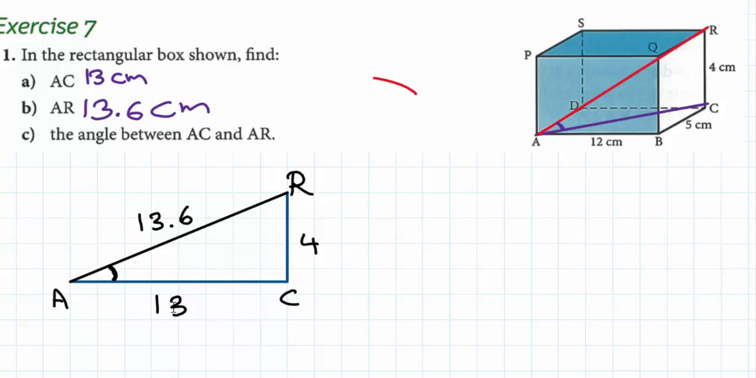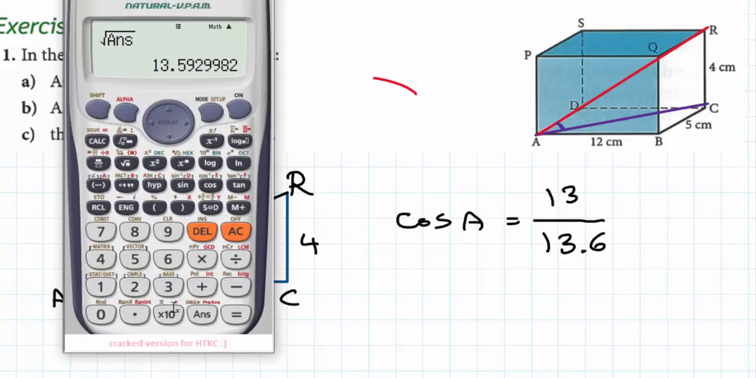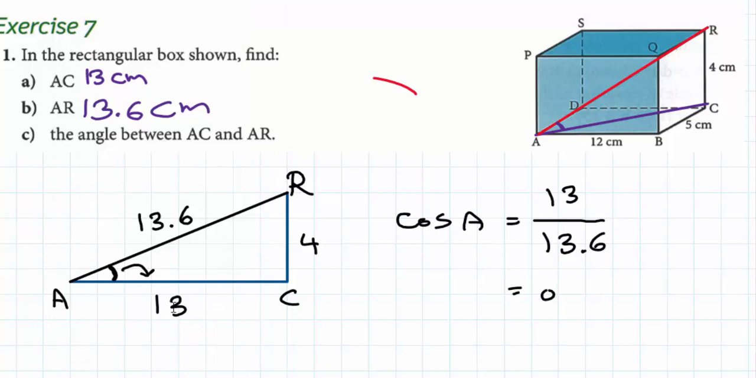Cosine is adjacent over hypotenuse. Sine is opposite over hypotenuse. Whatever we use is fine. Let's use cosine. Cosine of angle A is adjacent over hypotenuse. The adjacent of angle A is 13 and the hypotenuse is always the longest side, so 13 over 13.6. Let's divide 13 by 13.6, which is equal to 0.95, and the decimal places repeat over and over, so it's a recurring decimal. Let's say it's 0.95. What is equal to 0.95? Cosine of A.